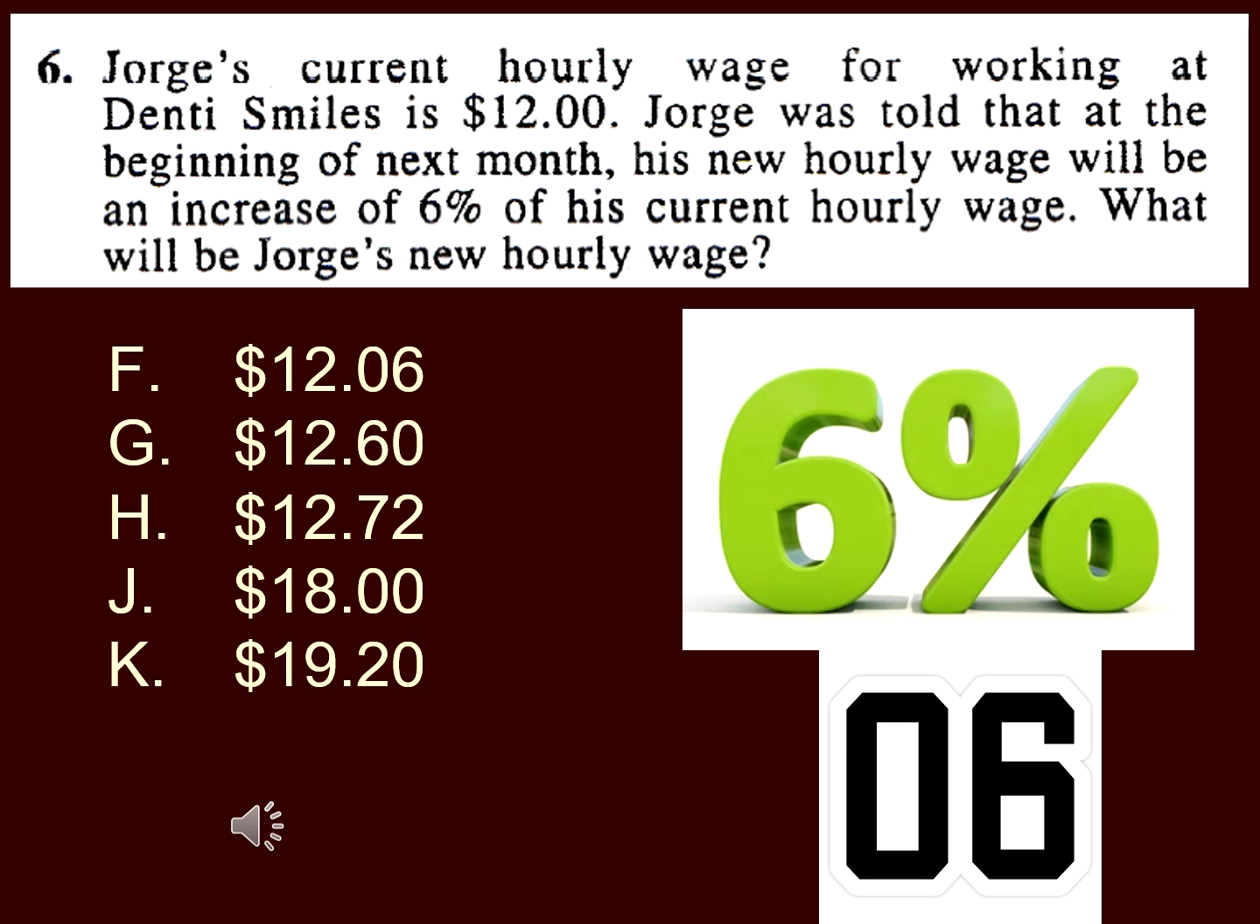And I will tell you, if he's getting a 6% raise and he only would make $12.06, that would be basically nothing, and that's why that's a stupid answer. So I know for a fact it's not going to be F. He might want to make something like 18 or 19.20, but those are also very likely going to be way too high for the wage that he'll make next month. Those are big increases. Key to this problem is to remember that 6% is 0.06.